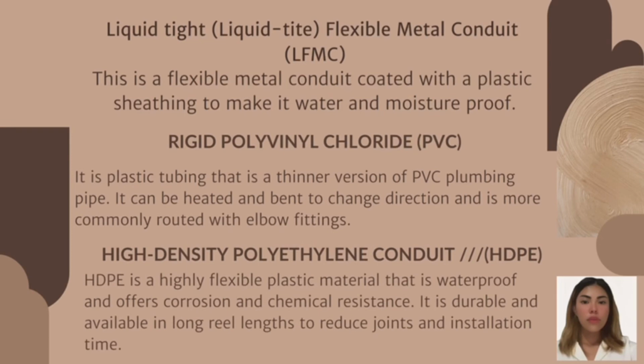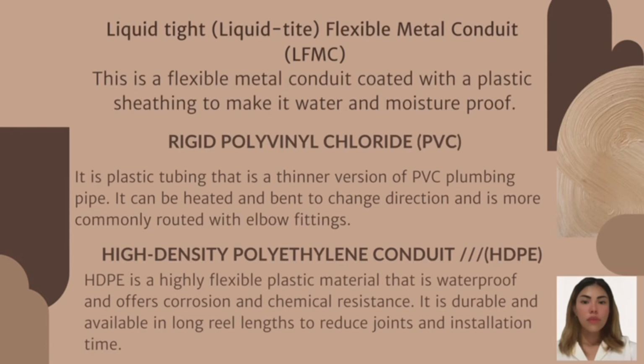Liquid-tight flexible metal conduit or LFMC. This is a flexible metal conduit coated with a plastic sheeting. This conduit is water and moisture proof. LFMC may be used in dry as well as wet locations. This is commonly used to protect the wiring between an outdoor air conditioner unit and the disconnect switch. LFMC may also be used underground if the materials are approved for the application.